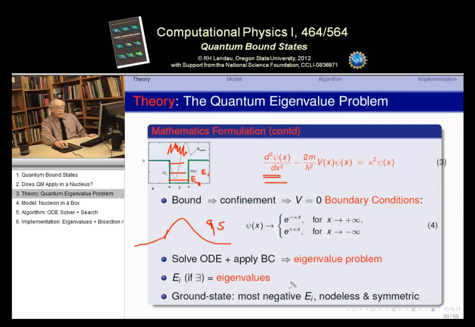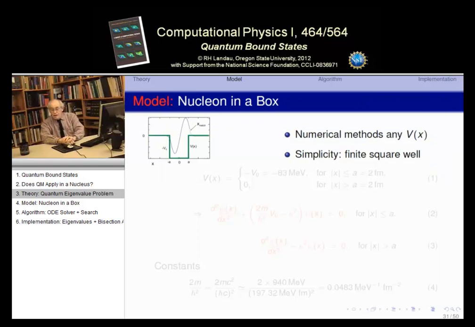So when we look for the ground state, we're going to look for the most negative energy state. We want that to be nodeless, because if you can find a state with no nodes, it has the least curvature, and we want it to be symmetric, as I've drawn here. This other little wave function in here is not symmetric, which means it has a wiggle, it changes sign. It's a higher energy state. Okay, so we know all those things. That's the theory. This next slide talks about the model. So let's take a break.